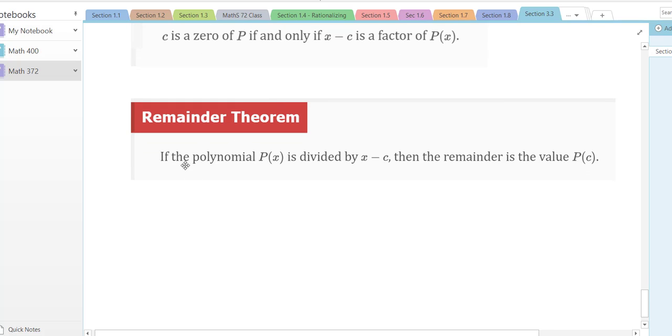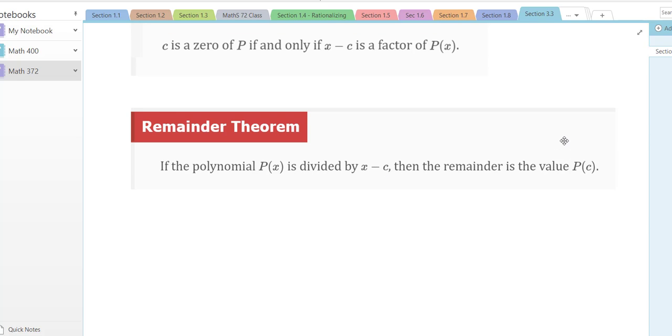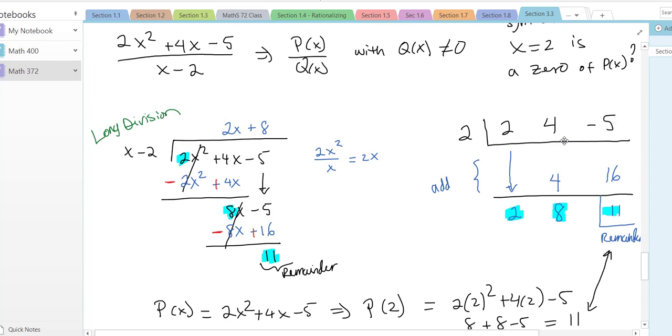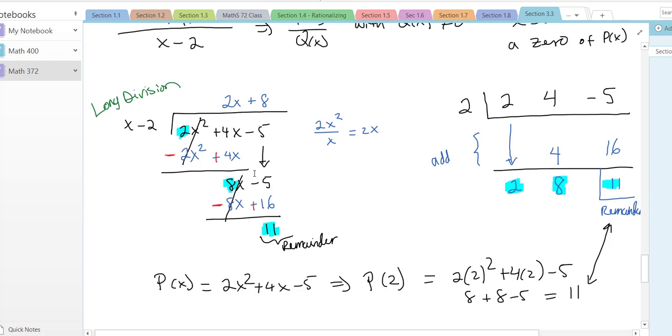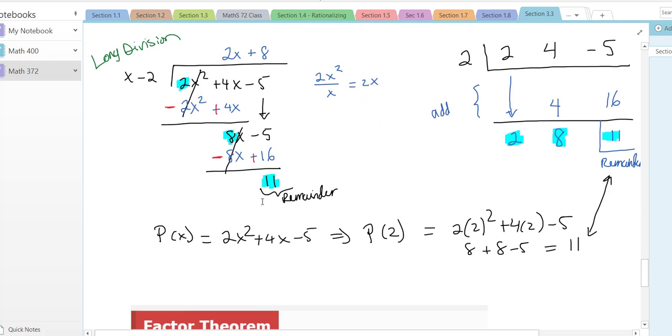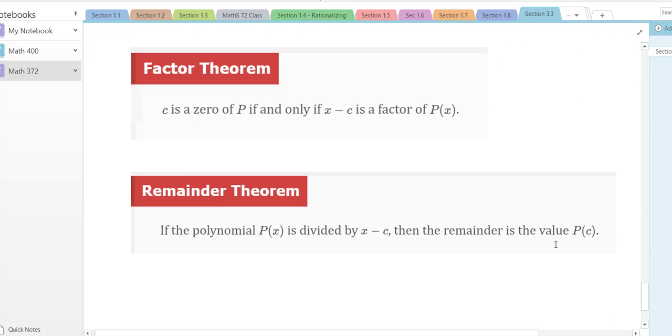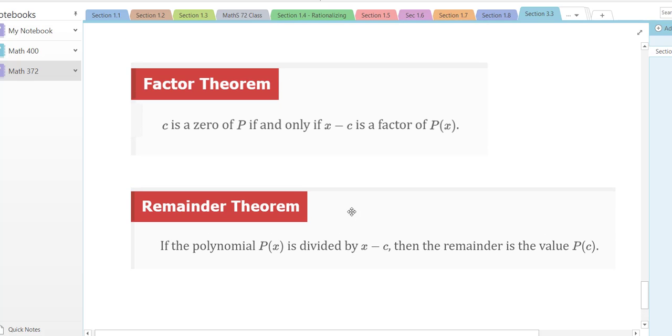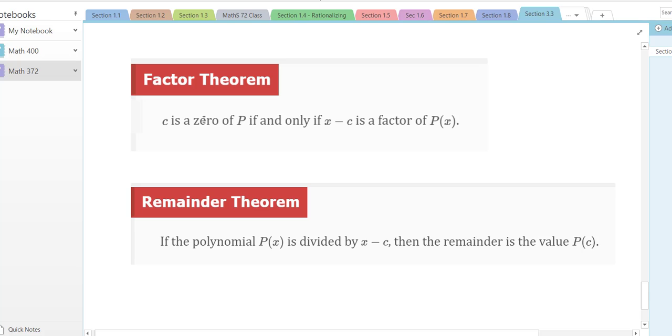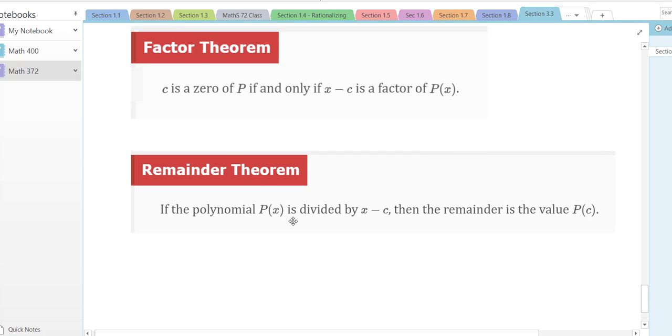And the remainder theorem tells us that if the polynomial p of x is divided by x minus c, then the remainder is the value of p of c. So that's exactly what happened here. We divided p of x, the 2x squared plus 4x minus 5, by x minus 2, or x minus c, and we got a remainder of 11. And so notice that when I plugged 2 into the dividend, the numerator, I get 11 as well. So those are pretty cool, what may seem like coincidences, but they're not coincidences. So these are pretty important theorems in mathematics. So the factor theorem and the remainder theorem.